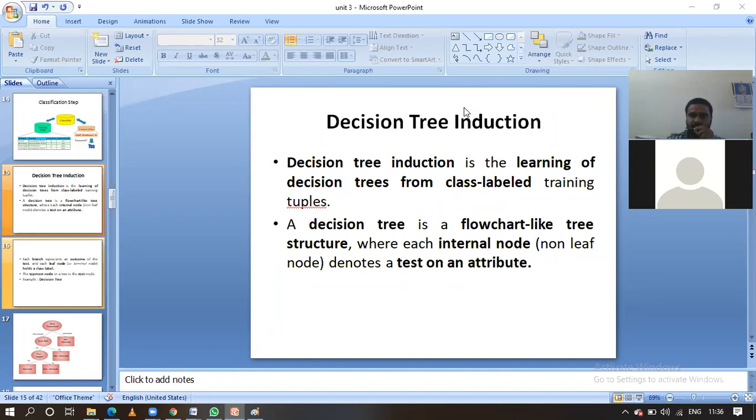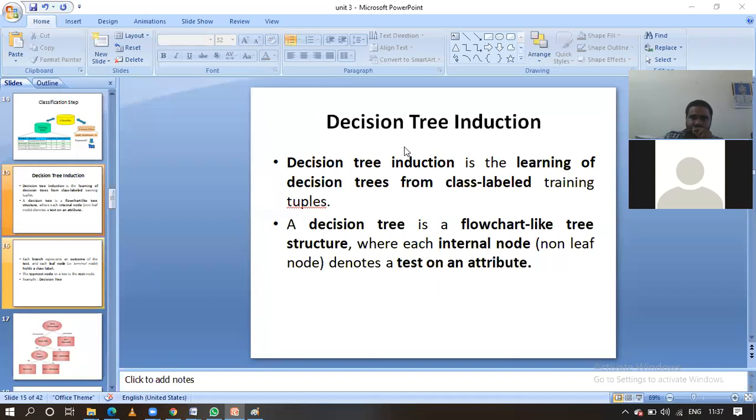With the help of this classification, we are going to do decision tree induction also. With decision tree induction, we are going to classify the data, guys. How do we classify? With the help of a tree-like structure, we are going to classify the input data, guys. Based on that, we are going to predict the unknown class labels with the help of the decision tree, guys.